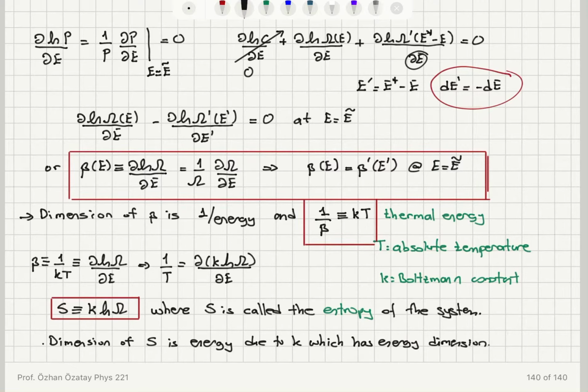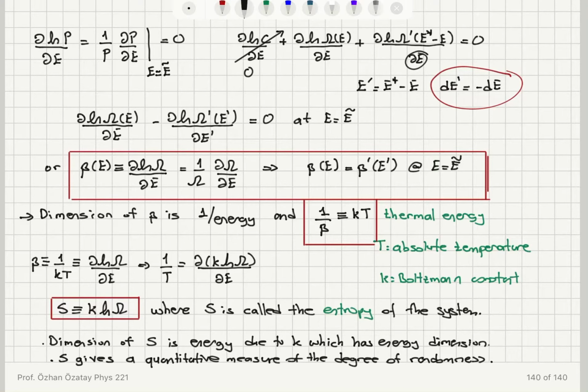Okay, and what is the physical meaning of S? Because it's counting the number of accessible states corresponding to a particular state, S gives a quantitative measure of the degree of randomness. So it's an important parameter.